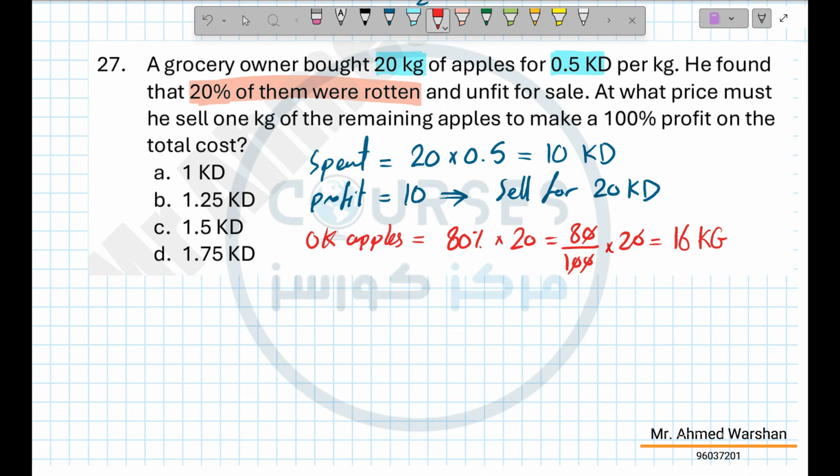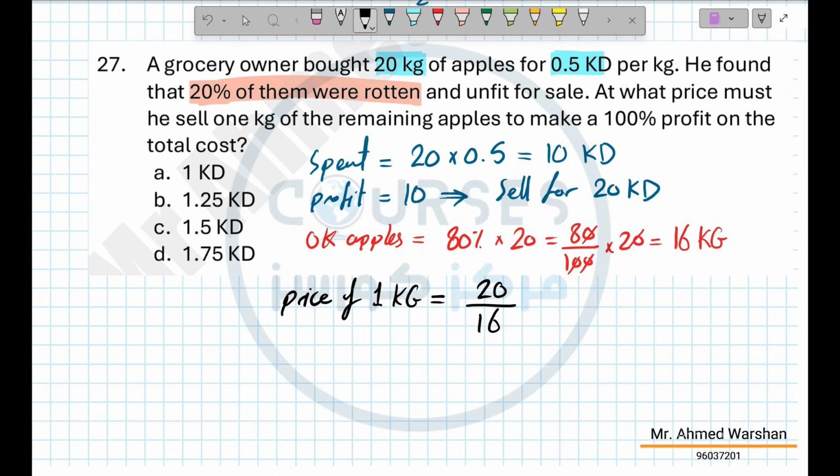So he has only 16 kilos to sell, and he wants to sell these 16 kilos for 20 KD. So each kilo needs to be what? Yes, we need to divide. So the price of 1 kilo will be equal to 20 KD divided by 16. If we look at this, they are decimals, so we need to make this into a decimal somehow.